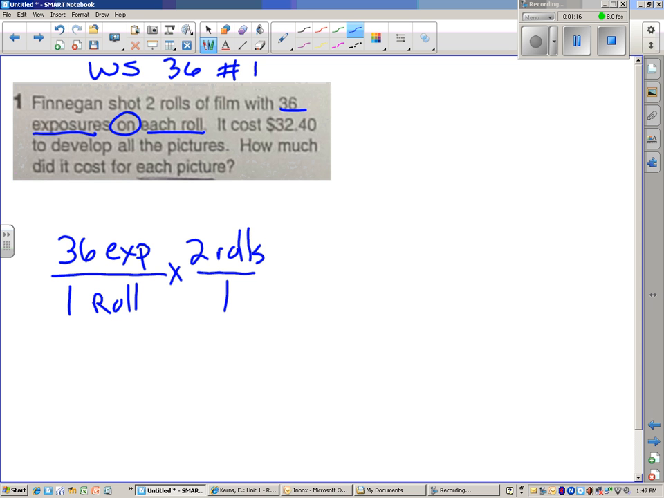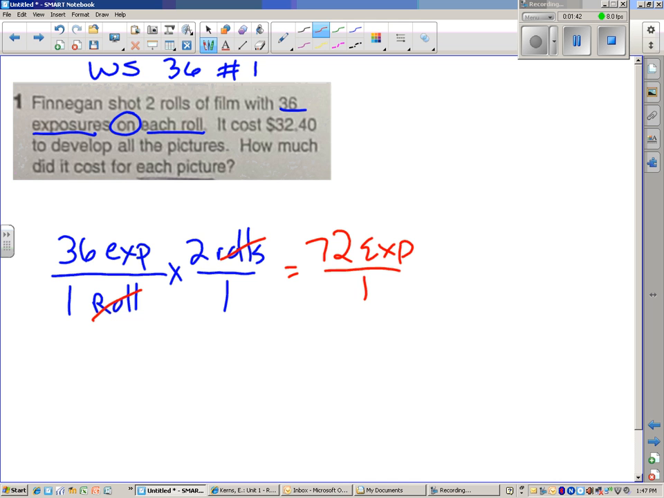What do you notice about the word roll? Where's 1? 1's on top, and 1's on the bottom. So the word itself, roll, can actually cancel, like you cancel when multiplying fractions. Now you can multiply the top. 36 times 2 is 72 exposures over 1.